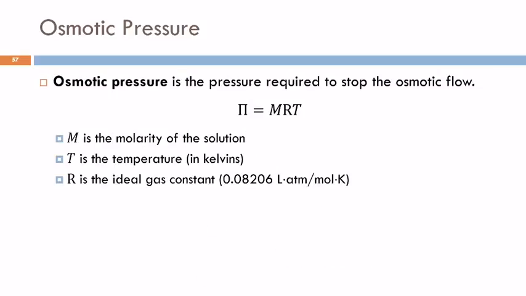So osmotic pressure is defined as the pressure required to stop the osmotic flow, to keep those levels even on each side. So here's the equation for that. Capital pi is the symbol for osmotic pressure. This is equal to the molarity times the ideal gas constant times the temperature in Kelvin. And here we're going to use the same value of the gas constant we used for gas laws, 0.08206 liter atmospheres per mole Kelvin. And we're choosing this one because of the units. They work out nicely. Okay?